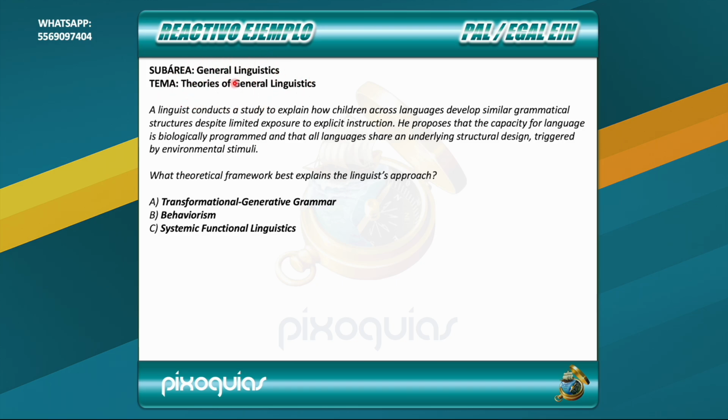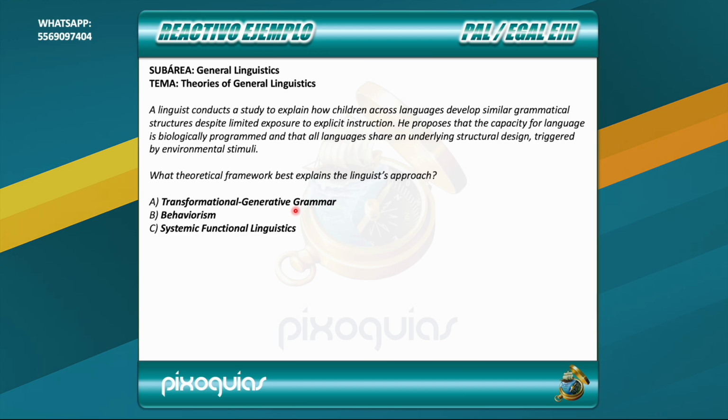Now we have an exercise of general linguistics with the topic Theories of General Linguistics. A linguist conducts a study to explain how children across languages develop similar grammatical structures despite limited exposure to explicit instruction. He proposed that the capacity for language is a biological program and that all languages share an underlying structural design, triggered by environmental stimuli. What theoretical framework best explains the linguist's approach?